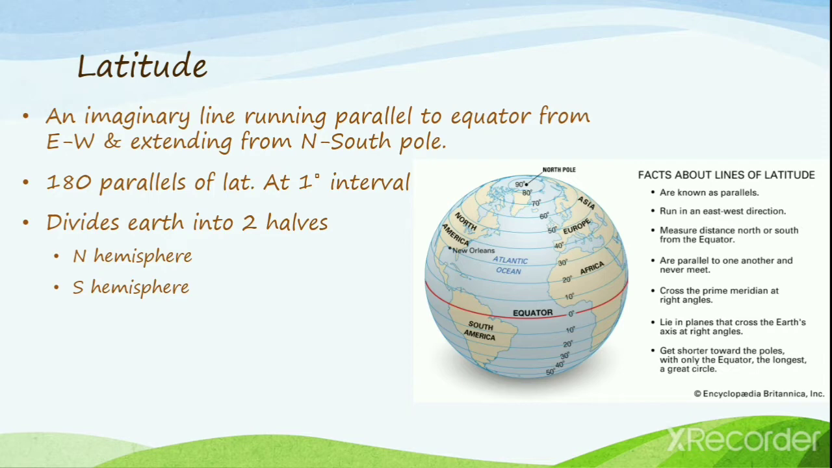There are 180 parallels of latitude drawn on the surface of the earth at 1 degree interval. Equator, which is considered as the 0 degree latitude, is the longest latitude. This equator divides the earth into two equal halves, the northern hemisphere and the southern hemisphere.